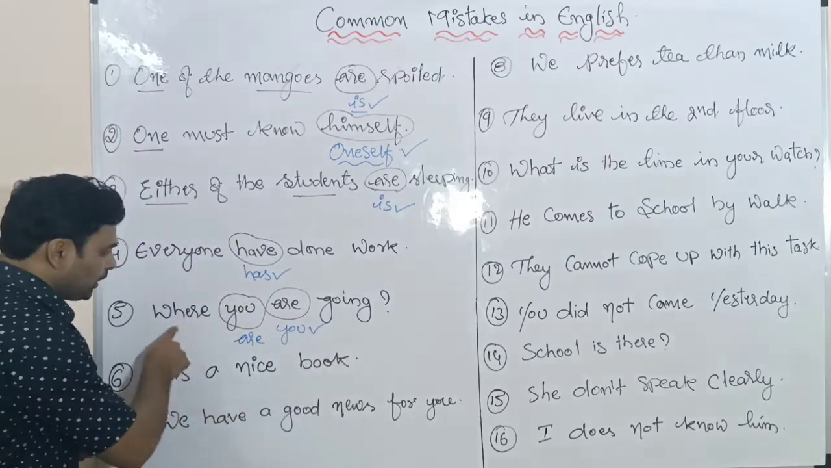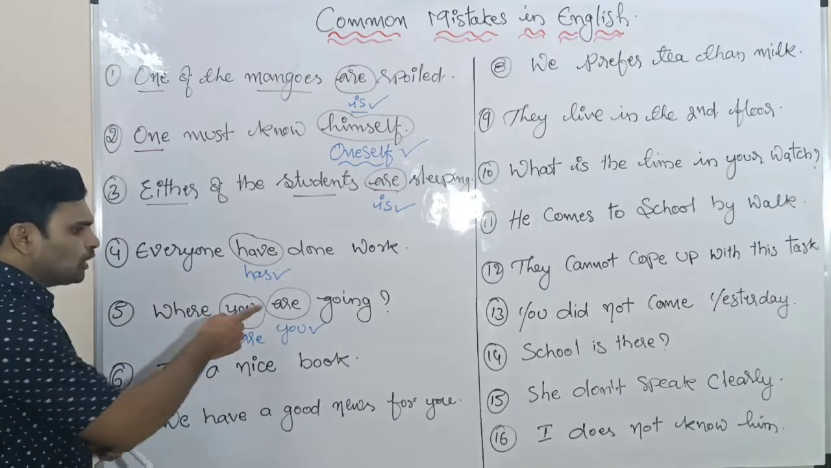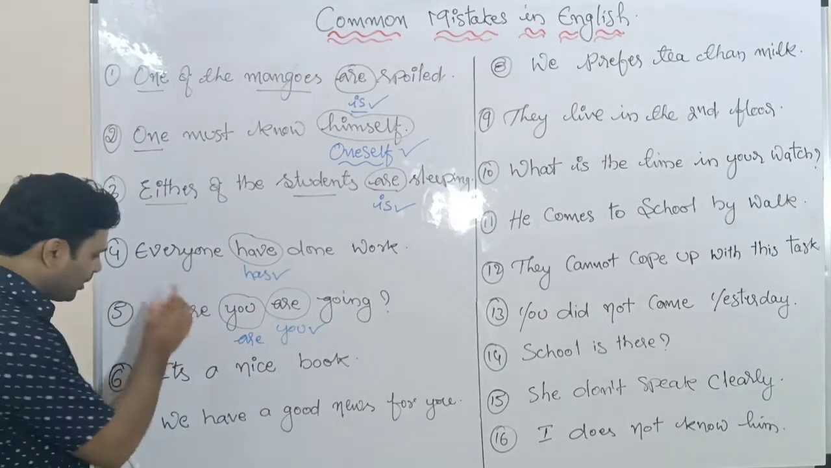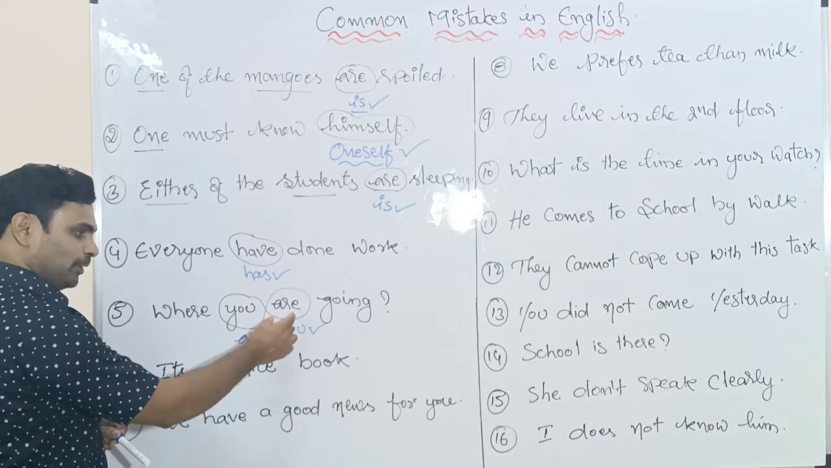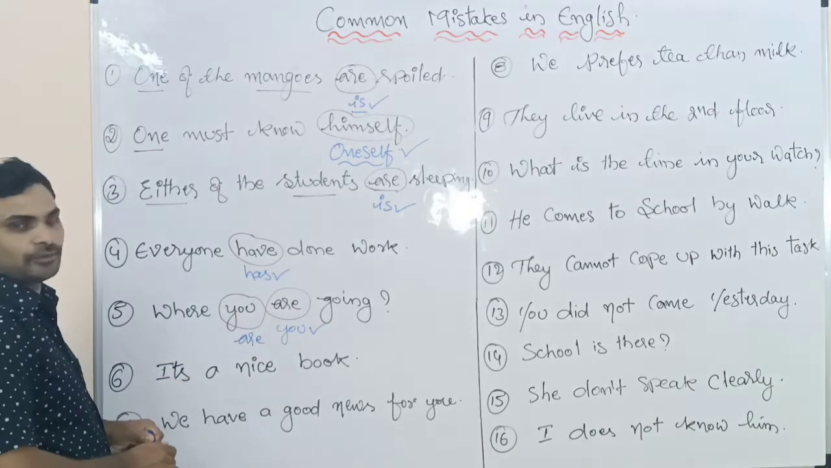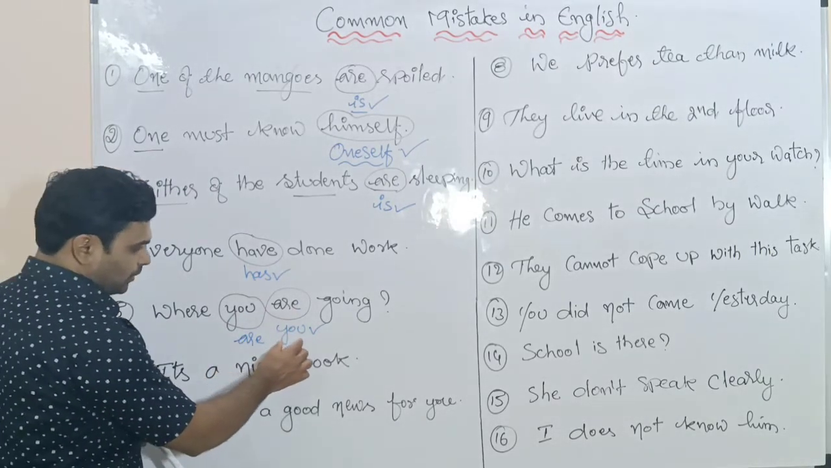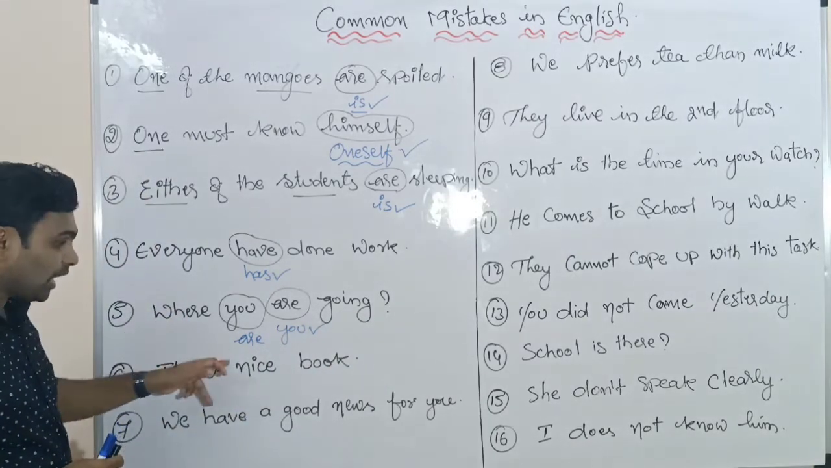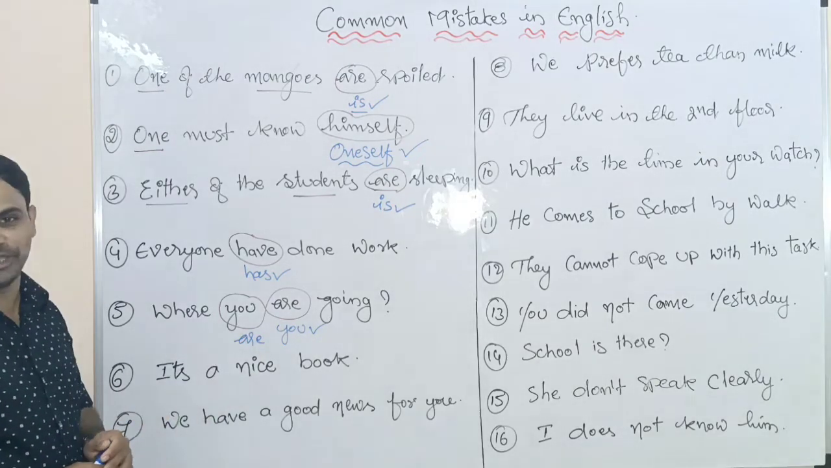Okay, where are you going? Not "what you are talking?" What are you talking? First, the WH word, then the auxiliary verb or helping verb, then the subject, and the main verb, which is going. So, where are you going? What are you doing? Not "what you are doing."